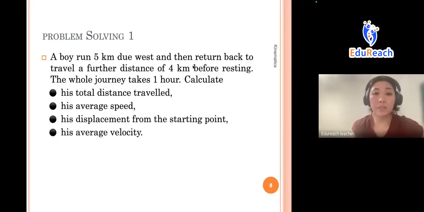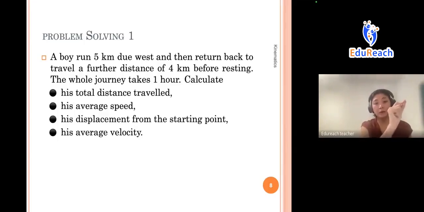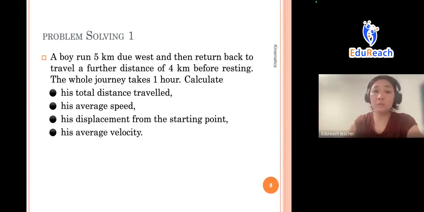Okay, and then it returns back to travel a further distance of 4 kilometers before resting. The whole journey takes 1 hour. Calculate his total distance traveled. Okay, let's do this one first. So first he runs 5 kilometers due west. And then he U-turns and then he runs another 4 km. His total distance traveled would therefore be 9 kilometers, right? Yeah, so it's simple, 5 km plus 4 km. So his total distance is 9 kilometers.